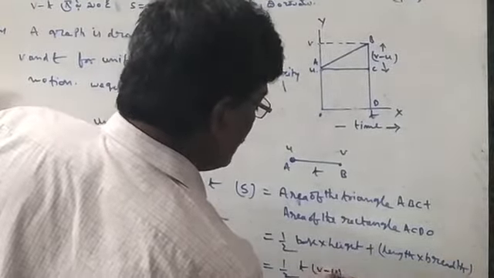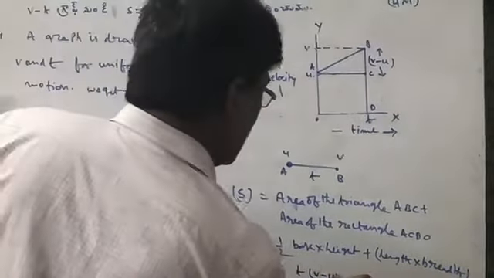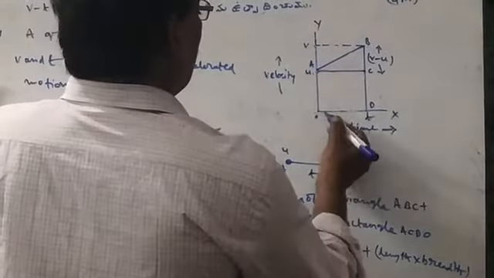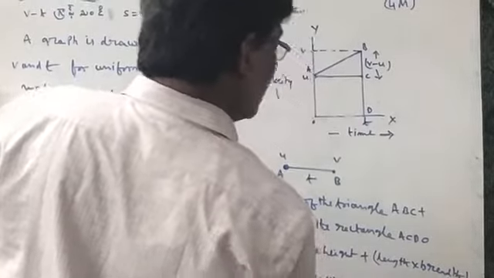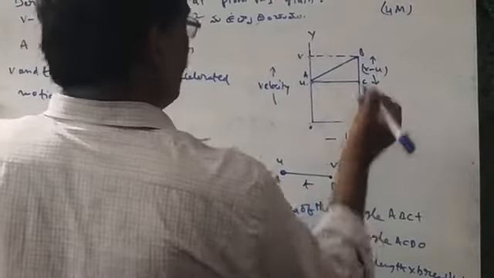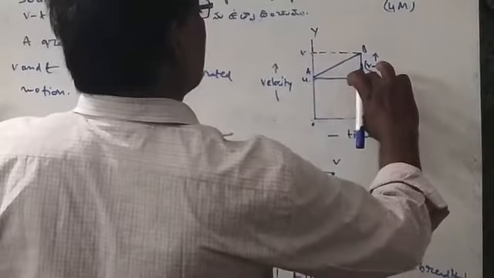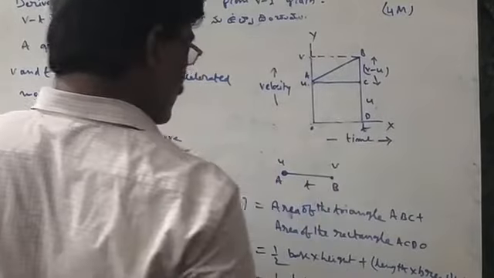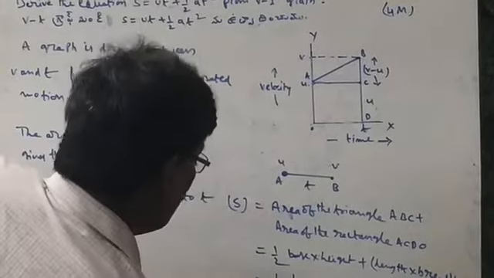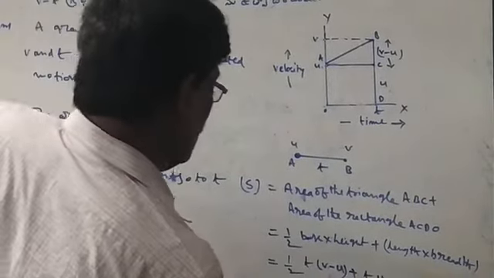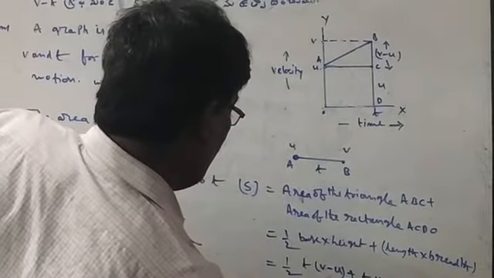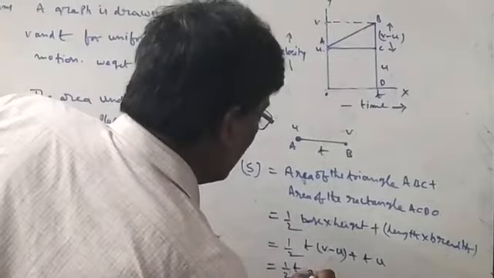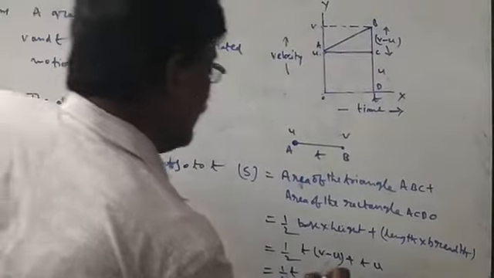Half T into V minus U, plus length of the rectangle T, breadth, this is U. Breadth 0 to U means U. This is U, this is T. That is equal to half T into V minus U, is equal to half T into at, plus UT.